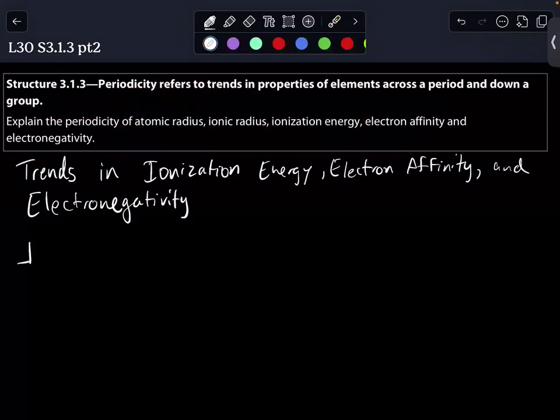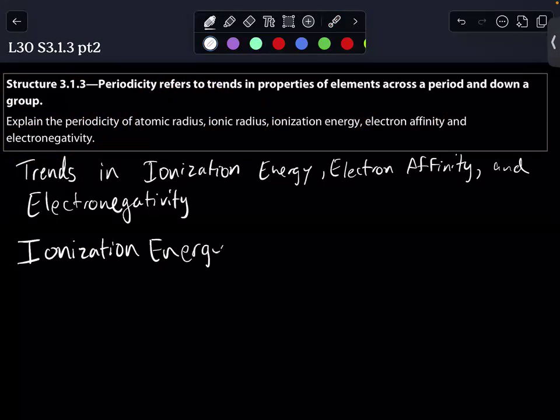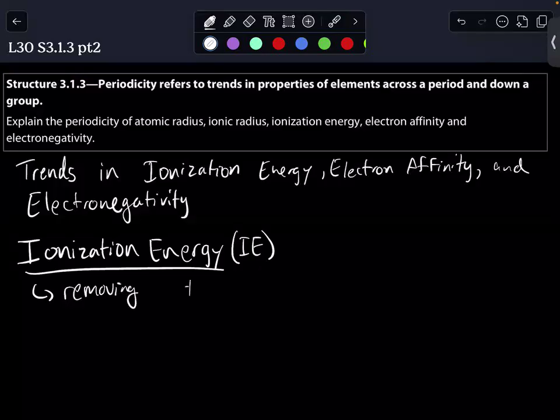So when we look at these trends, we're going to start off with ionization energy, which we talked about back in Structure 1. We'll abbreviate ionization energy to IE. Usually when we talk about this, we're talking about removing the outermost electron, in other words, the valence electron, from an atom.